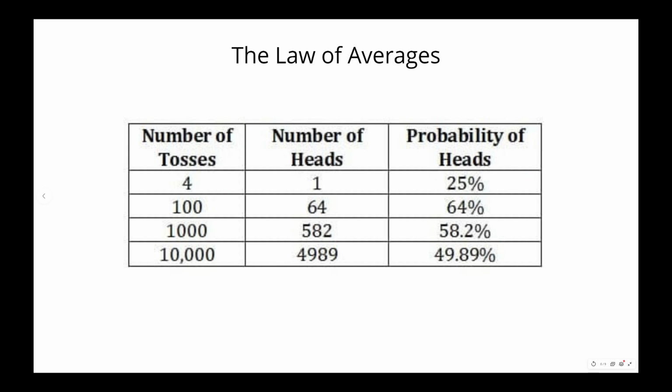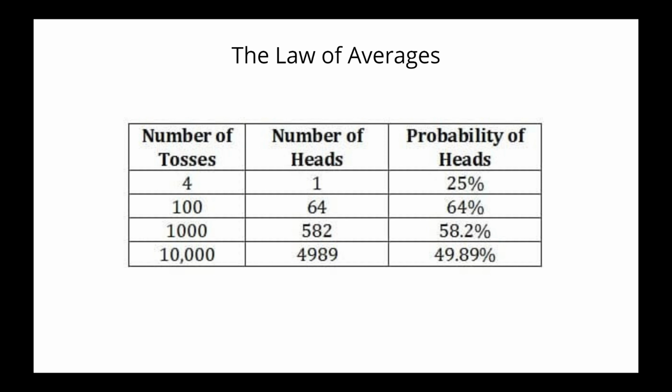But then the kids decided, let's do this test again over 100 tosses. Out of those 100 tosses, 64 times it went to heads. So now you've got a probability of heads of 64%. All right, let's do it one more time. This time, 1,000 tosses. 582 times heads makes a probability of heads of 58.2%. Okay, so a lot of differences.